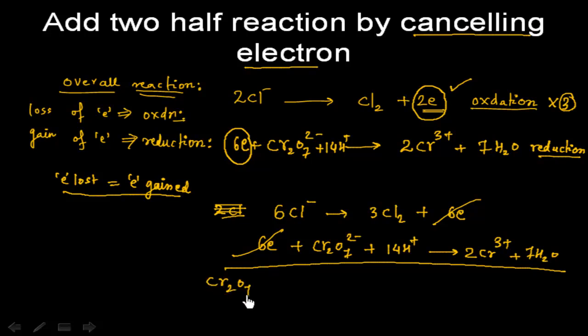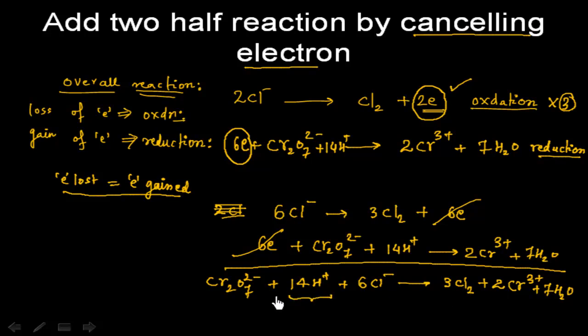We have Cr2O7²⁻ plus 14H⁺ plus 6Cl⁻ gives 3Cl2 plus 2Cr³⁺ plus 7H2O. So this is the balanced equation. Now we see in this case we have H⁺, so we can also say this reaction is balanced in acidic medium. We know in acidic medium H⁺ is always available. So this reaction is balanced in acidic medium.